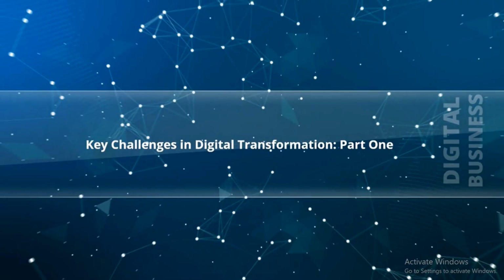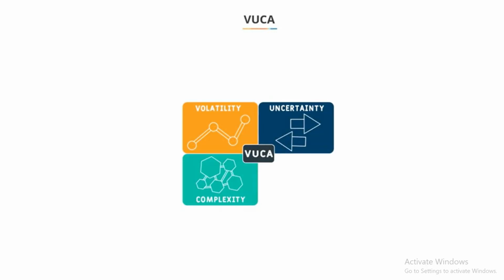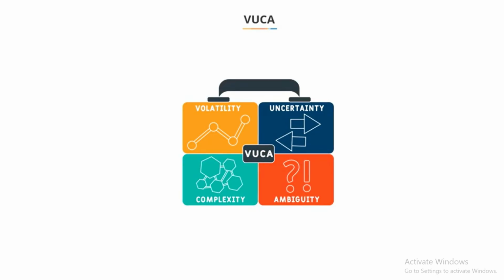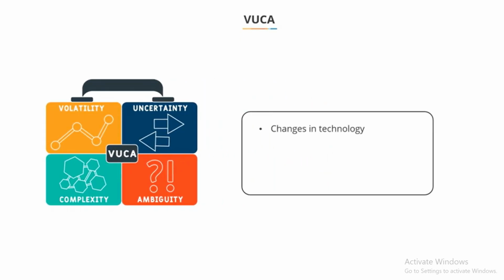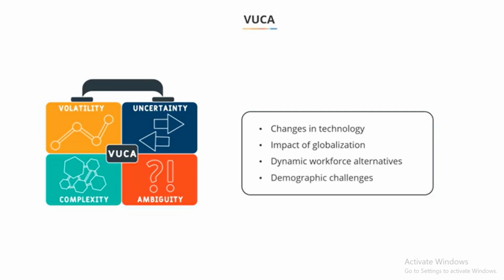Let us explore the key challenges in the path to digital transformation. As we have already learned, VUCA, volatility, uncertainty, complexity, and ambiguity, is ingrained and has become a part of businesses and organizations. The volatile and complicated landscape in which we operate is filled with the changes in technology, impact of globalization, dynamic workforce alternatives, and demographic challenges.